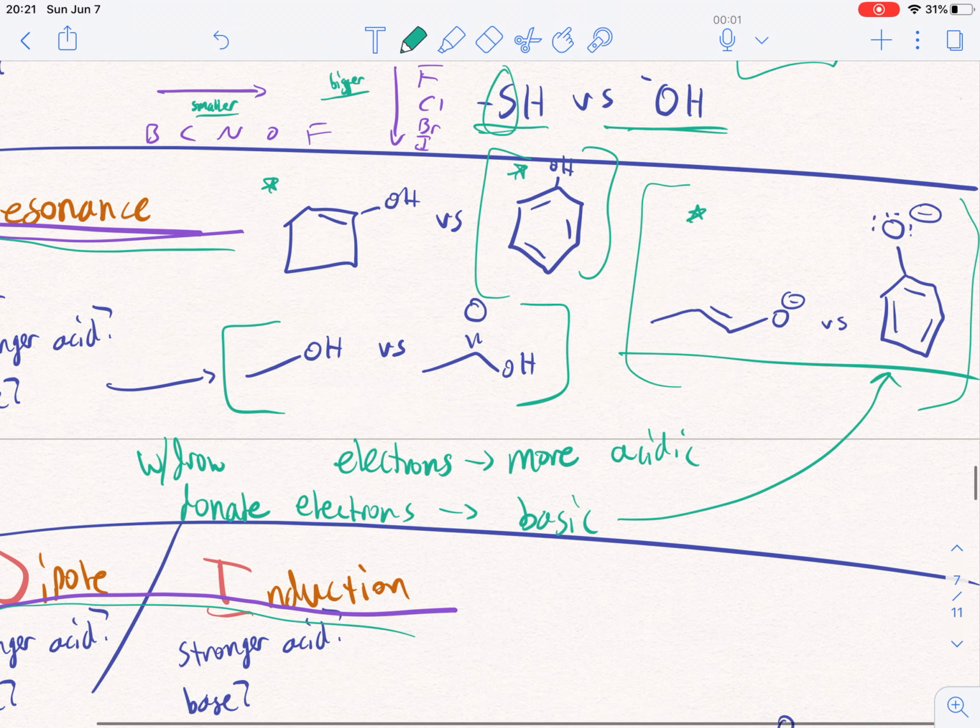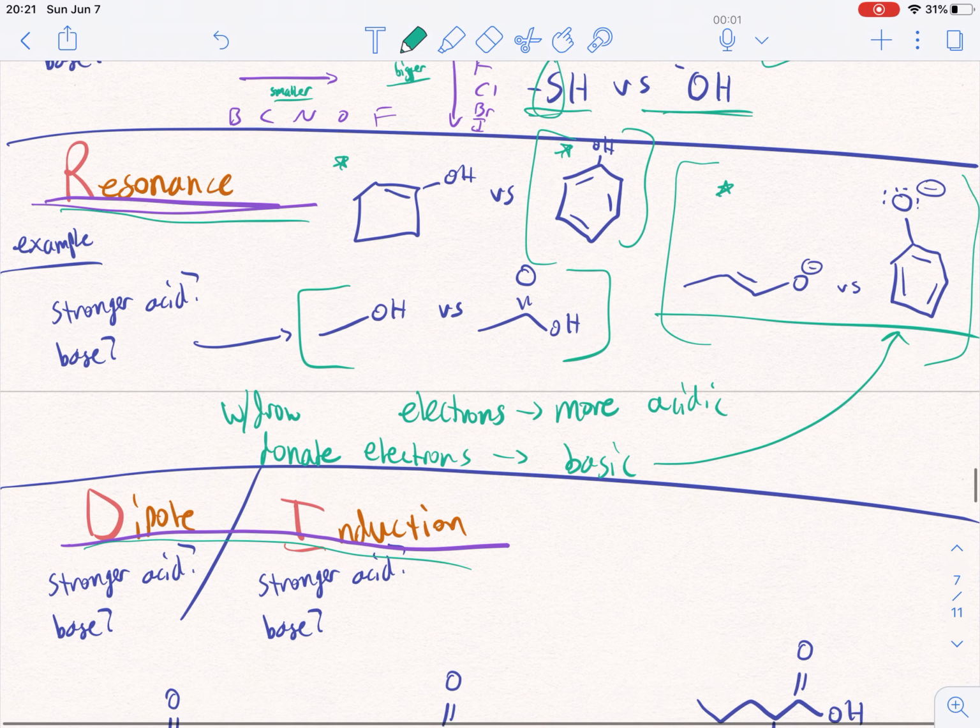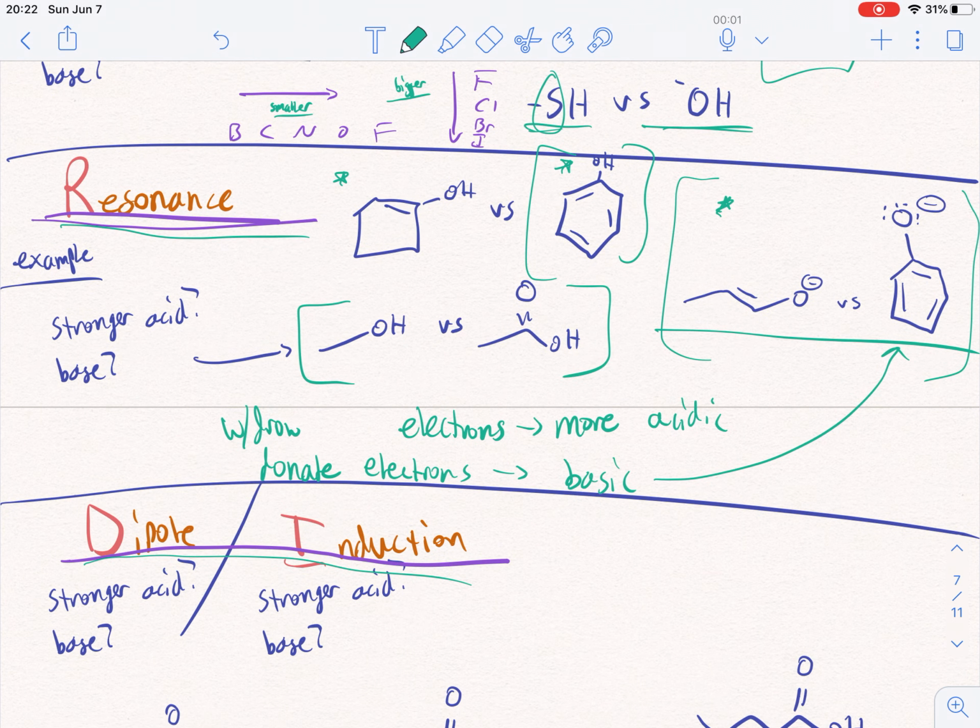Resonance is very important because it tells us a lot about acidity and basicity. So let's look at these. My question for this one is, what's the most basic? Now we've learned about charge and atom, and now we're on resonance. What's interesting about resonance is that if you withdraw electrons, you're more acidic. If you donate electrons, you're more basic.